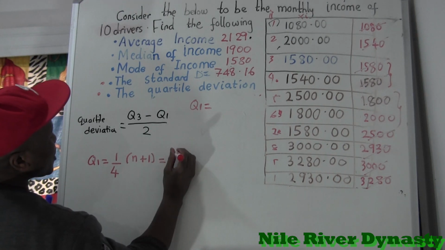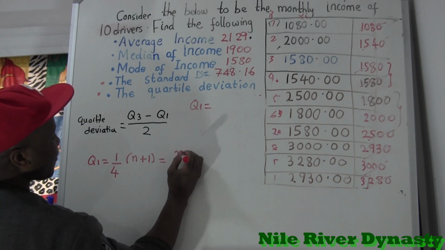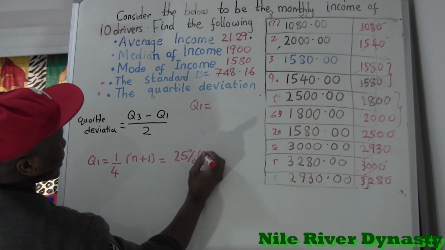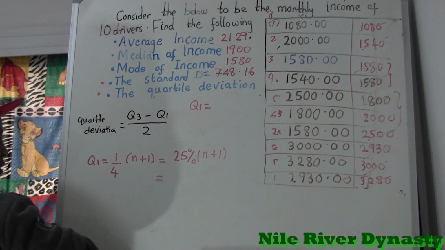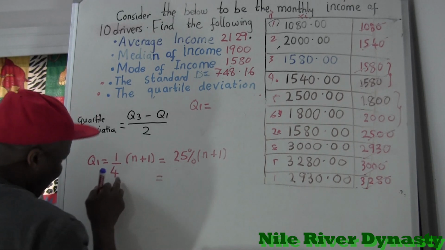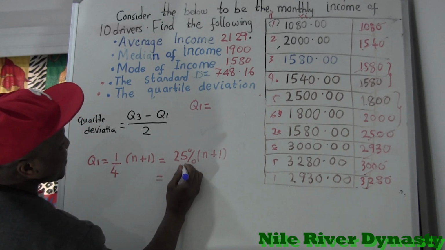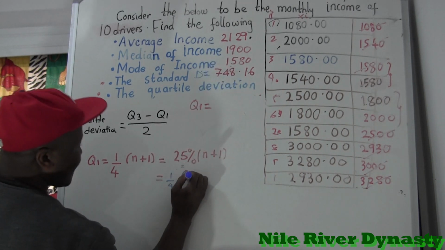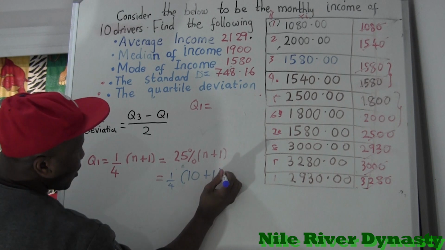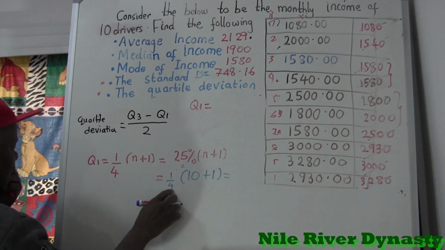Or sometimes if you don't want to do that, you can say 1 over 4 is like the 25 percentile times n plus 1. So 25% is like 1 over 4. I'll just explain to you. Sometimes they might say 25 percentile. So 1 over 4 of n. What is the n? 10. 10 plus 1, this is 11. 11 divided by 4.